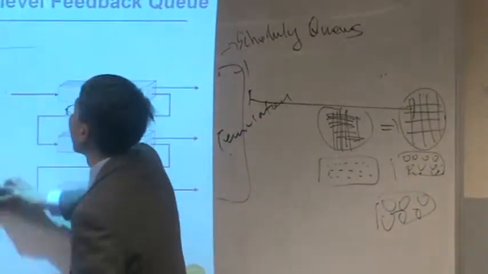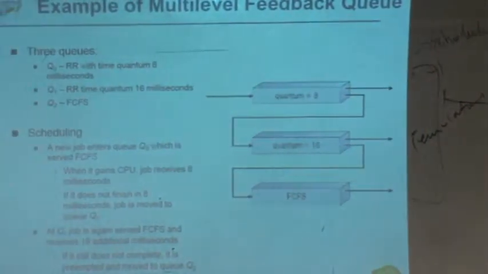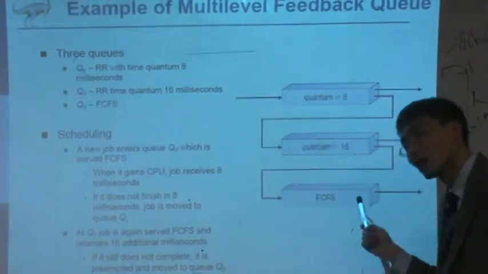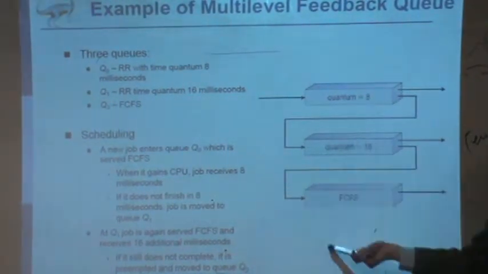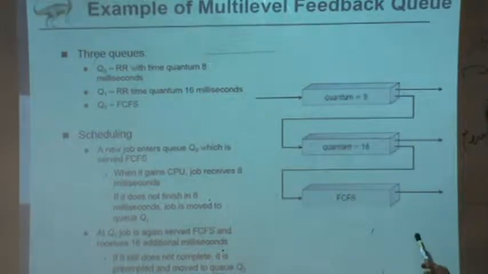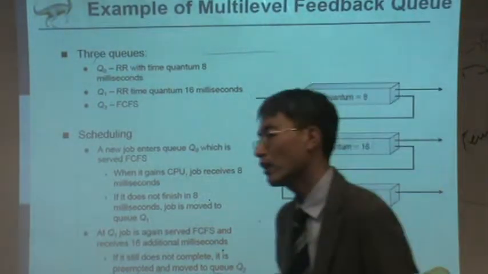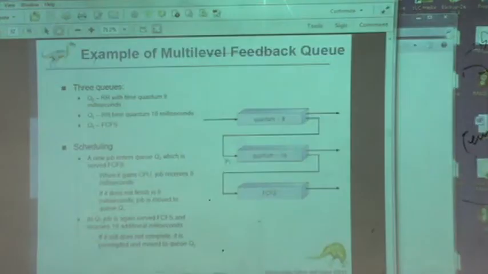However, this one requires a lot of parameters. You need to decide each queue, and also you need to decide the scheduling along the queues. So let's take a look at an example of such a multi-level feedback queue.